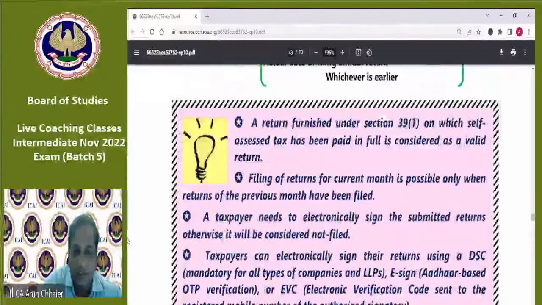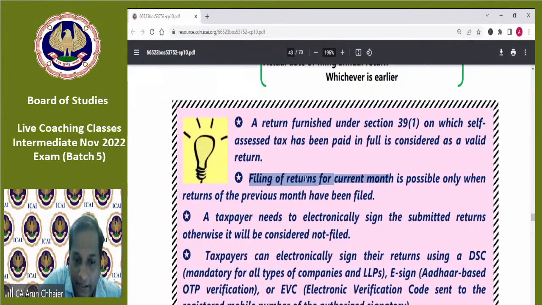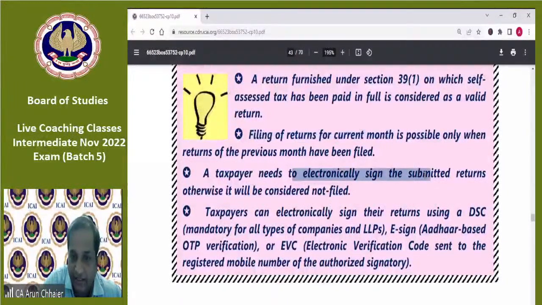So this is the flow chart. A return furnished under 39(1) on which self-assessed tax has been paid in full is considered a valid return. Filing of the return for the current month is possible only when the return of the previous month has been filed sequentially. A taxpayer needs to electronically sign the submitted return, otherwise it will be considered not filed.